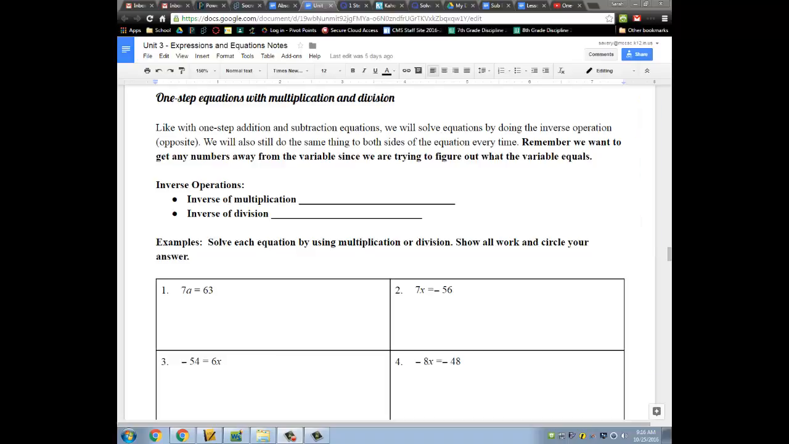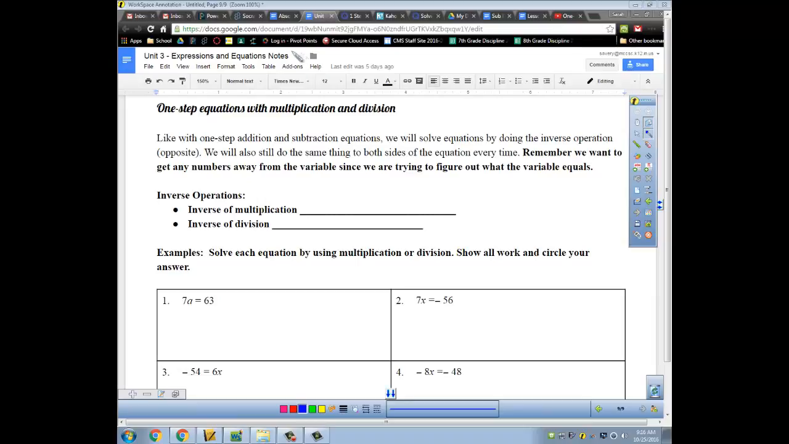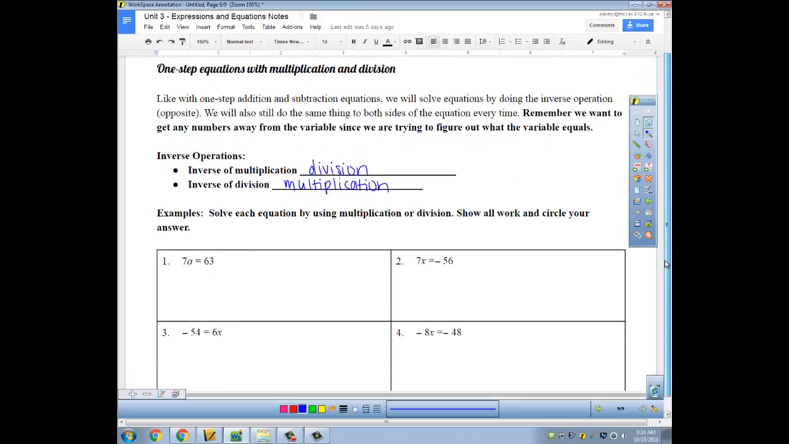So remember, we always do the opposite when we solve equations. So first we need to know what are the opposites or the inverse of multiplication and division. The inverse or the opposite of multiplication is division. And the inverse or the opposite of division is multiplication. And again, make sure that you're showing all of your work for these and keeping your notes really neat and lined up. It will help you.